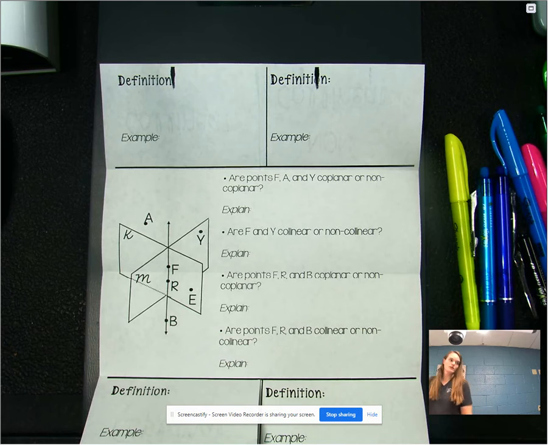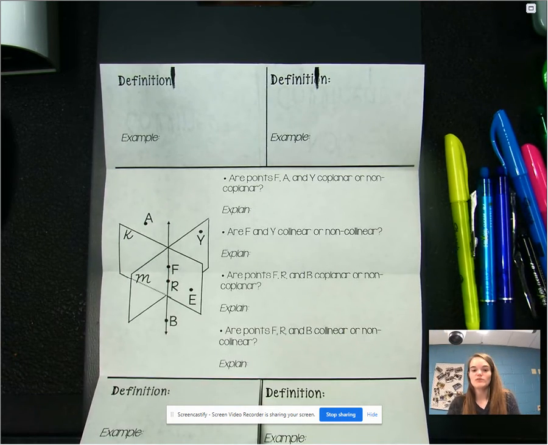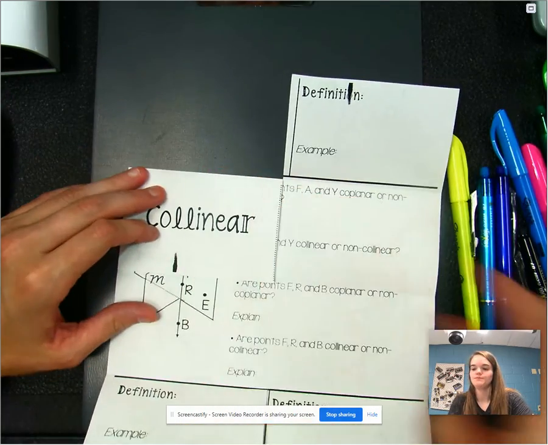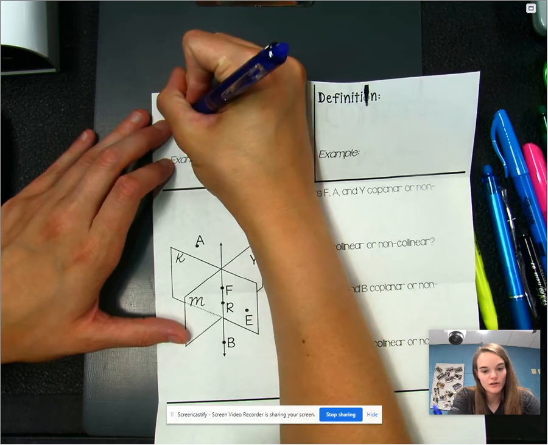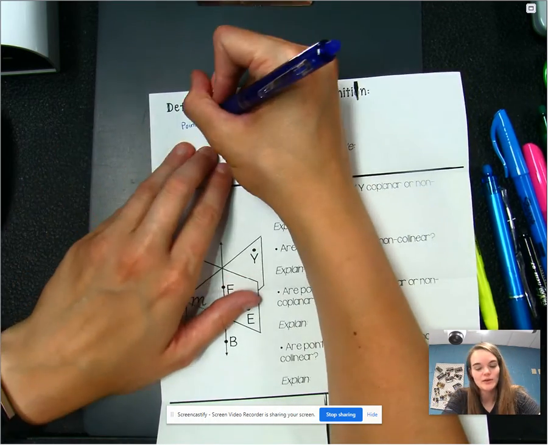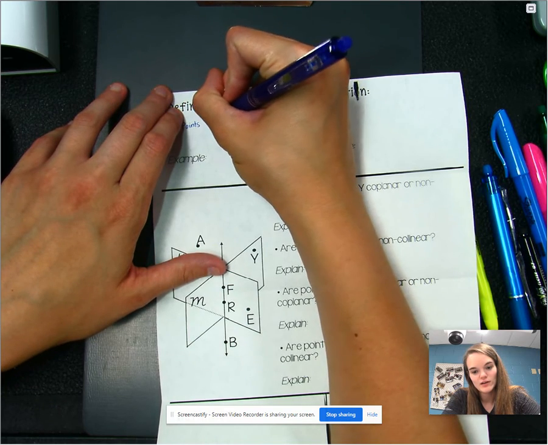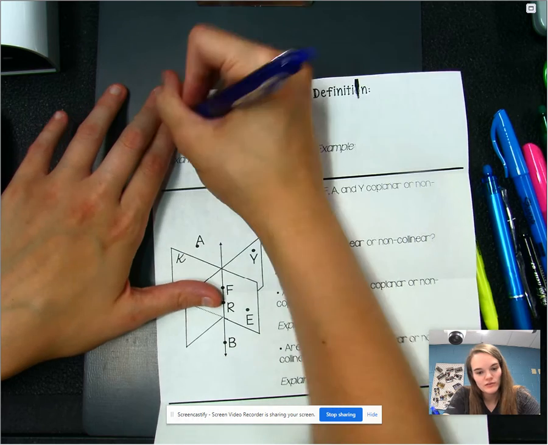These are pretty short definitions, which is why I'll just grab those and we'll work on them together. Okay, so the definition of collinear. Points are collinear if they lie on the same line. Points that lie on the same line.